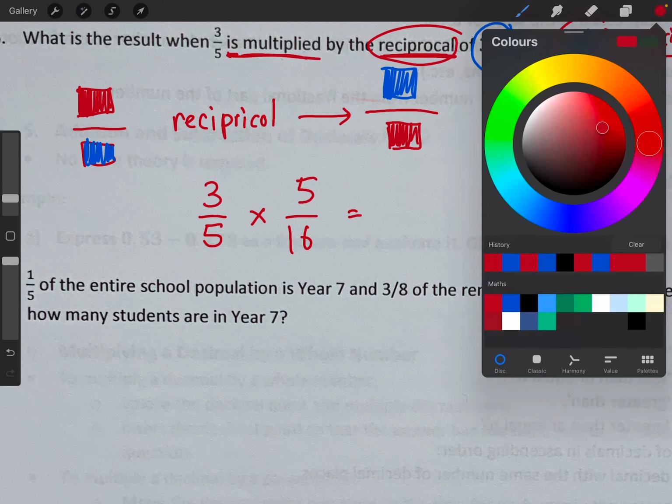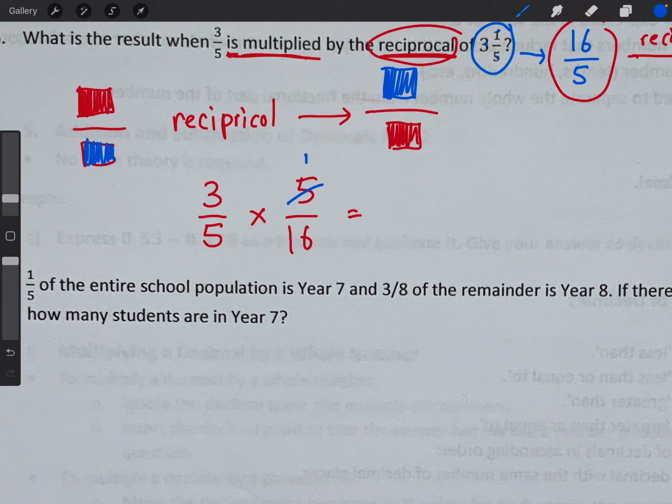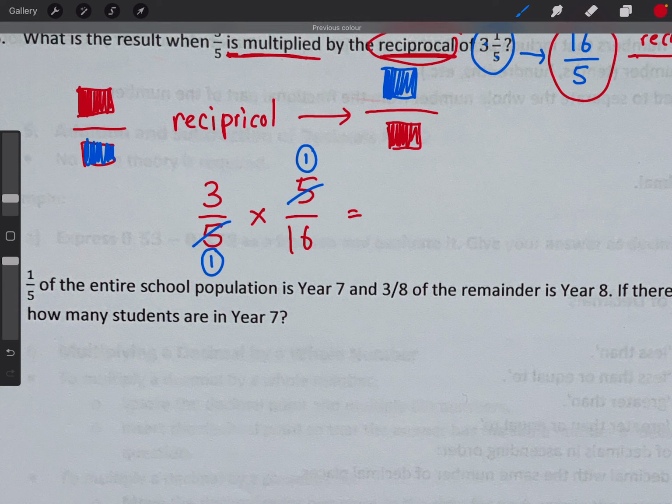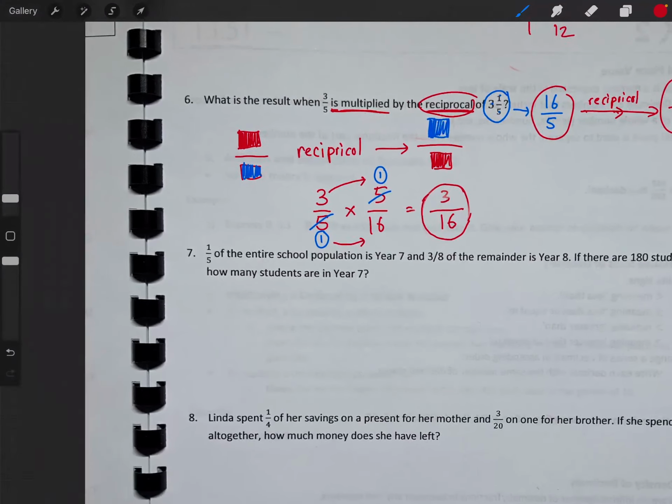Now let's have a look. Can I simplify anything? Yes, I can. The 5s. Okay, I can divide this by 5, I get 1. Divide this by 5, I get 1. How about 3 and 16? Nope. Can't do that. So now let's multiply it across. 3 times 1 is 3. 1 times 16 is 16. And there's your answer. My 16 looks a bit weird. Let me write it again. 3 on 16. There you go. Looks better. Okay, there's your answer.